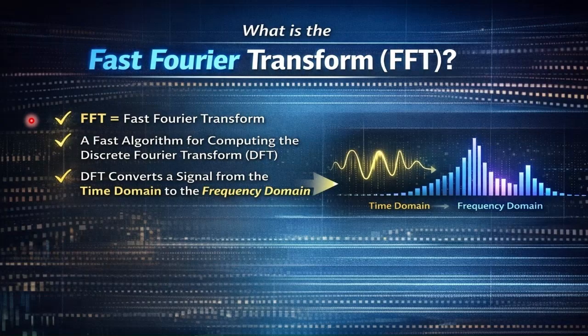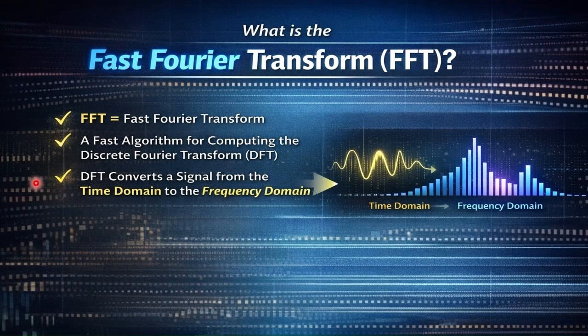When signals are digital, this concept appears as the Discrete Fourier Transform or DFT. However, there was a major challenge. Computing the DFT directly required a very large number of calculations. Then, in 1965, James Cooley and John Tukey introduced a breakthrough algorithm that dramatically reduced this computational cost. This algorithm is called the Fast Fourier Transform or FFT.